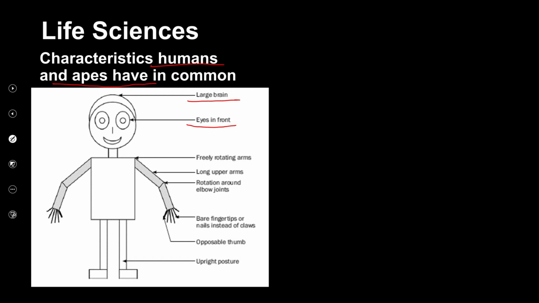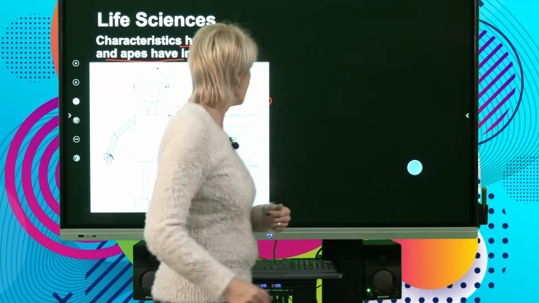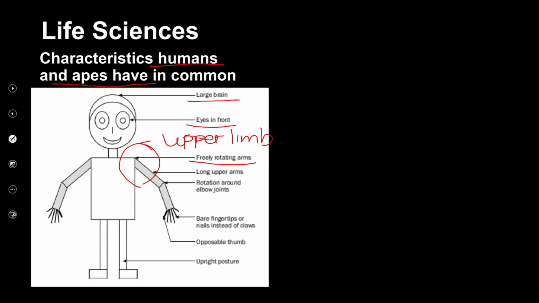And then if we move down to the upper limb, we see that there's quite a few characteristics that we have in common. The first thing is that we have freely rotating arms. So in other words, if we had to, we can actually move our arm around completely. It's freely rotating, unlike other animals that would not be able to move their limbs in a 360-degree movement.